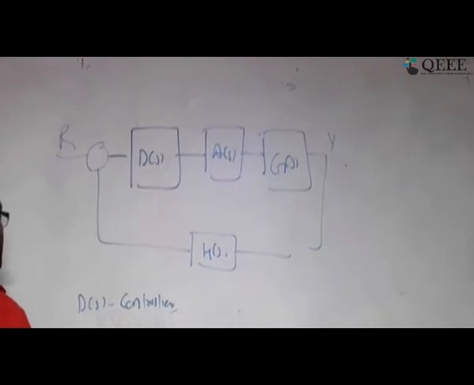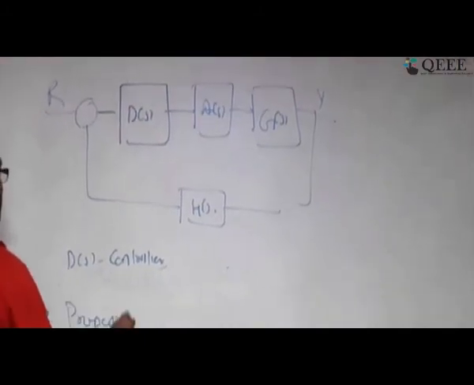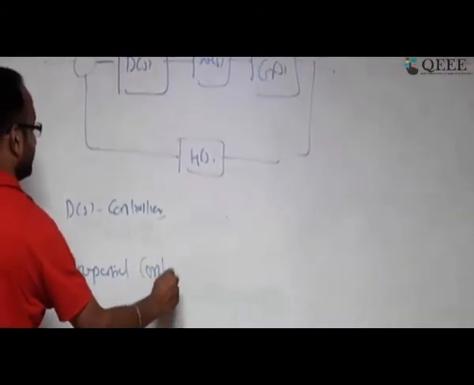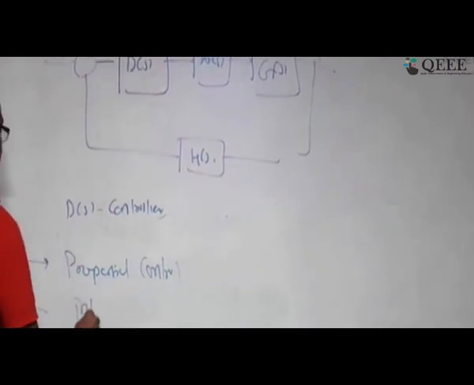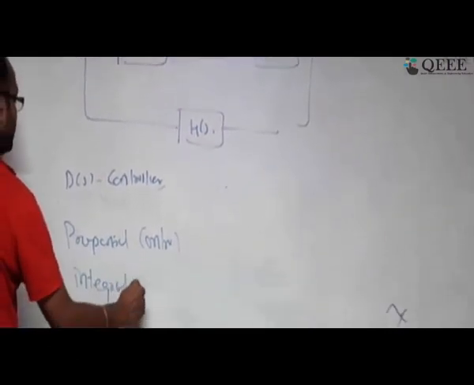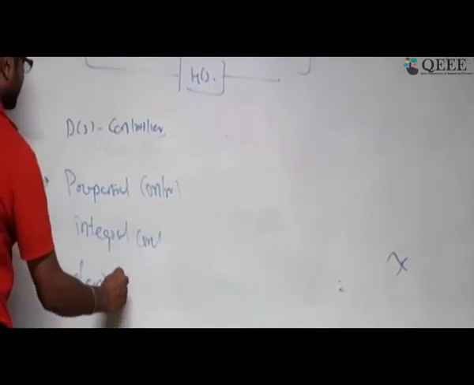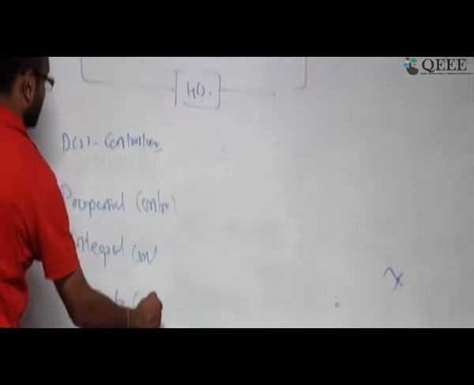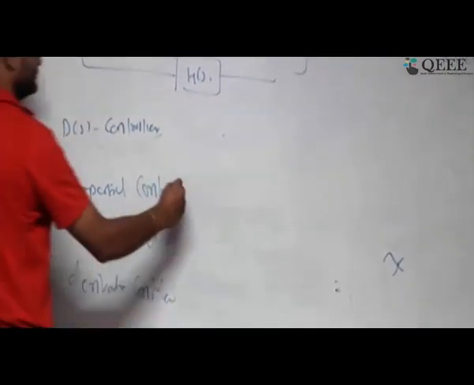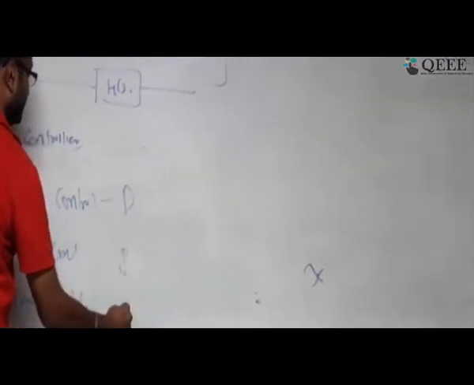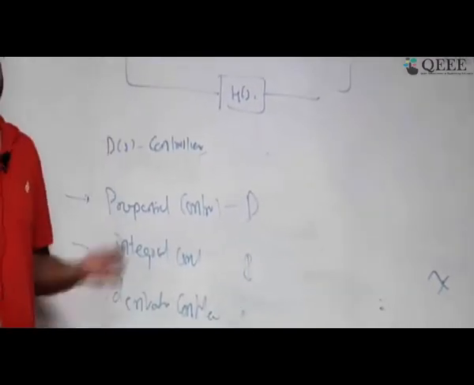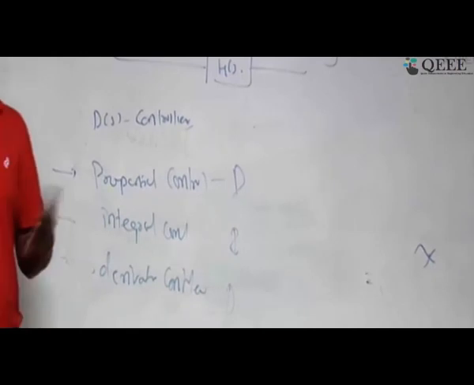One is a proportional controller, another is an integral controller, and third is a derivative controller. Okay, so we use P, I, D. Only proportional controller, integral controller, derivative controller. Then we use combinations of these: P, PI, PID.